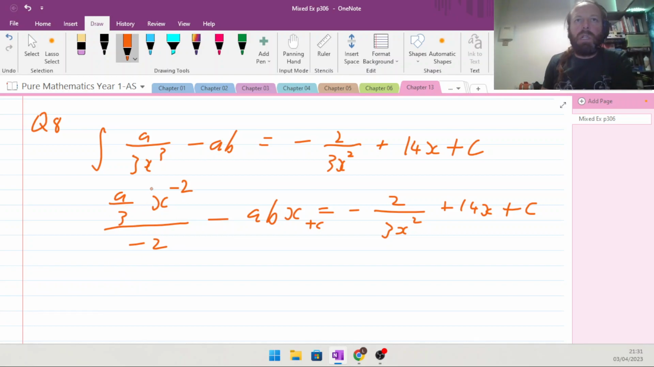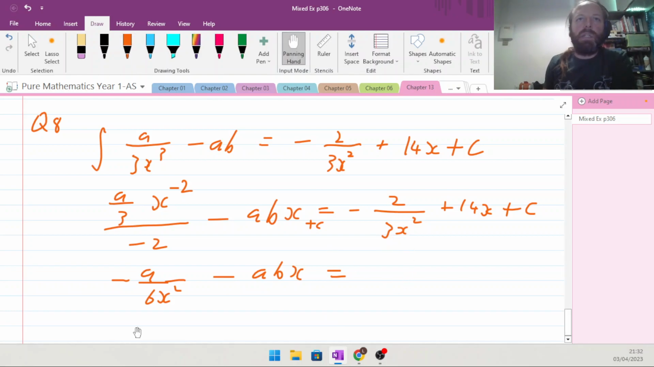So we've got this little thing. So a divided by 3 then divided by minus 2 is going to be, what's that? Consider it a third. Half of a third is a sixth. So minus a over 6x squared, okay, minus abx equals all of that. What can we do with this?